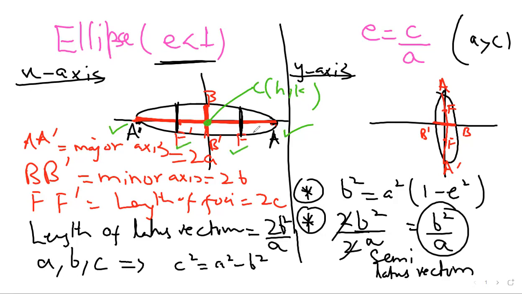If you have F and F dash, you will take the midpoint of it. Again, you will get the h comma k. If you have B and B dash, if you take the midpoint of these coordinates, then again you will get the h comma k. This is the best thing, either for x-axis or for y-axis. This is the basic theory of ellipse.